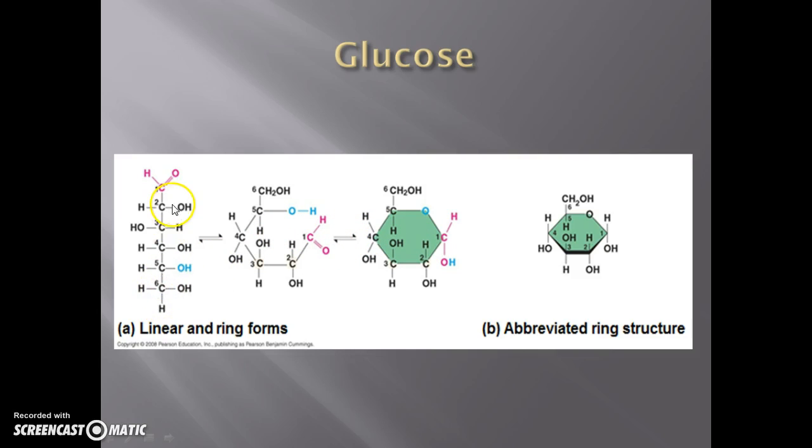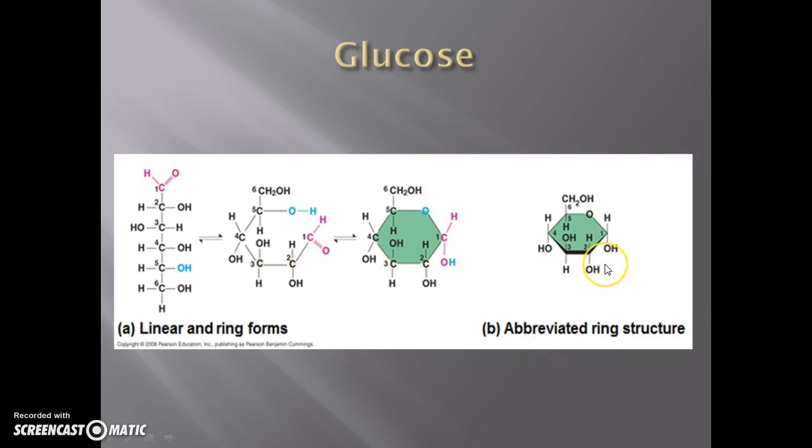This is it as a chain, and this shows it forming a ring. The ring structure of glucose off to the right hand side is what we see with glucose in solution. It doesn't take the linear format in solution. The ring is what you see.